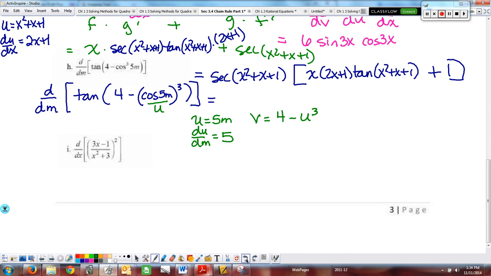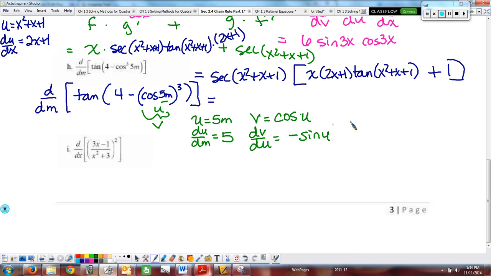So you got to work yourself from outside in. You got to be careful. 5m is inside of cosine. So first I have cosine of u to do. So dv du. Derivative of cosine is negative sine u. There you go. So let me fix my little u. So u was only that part.